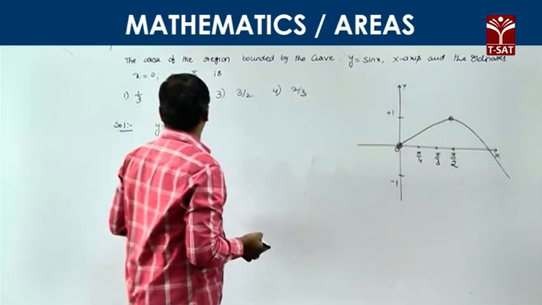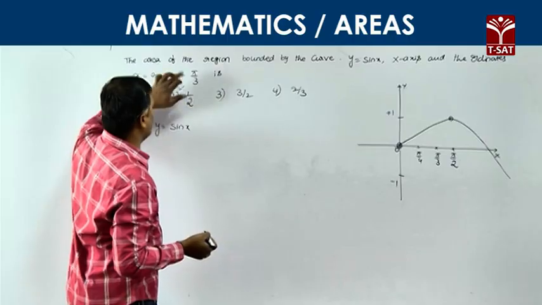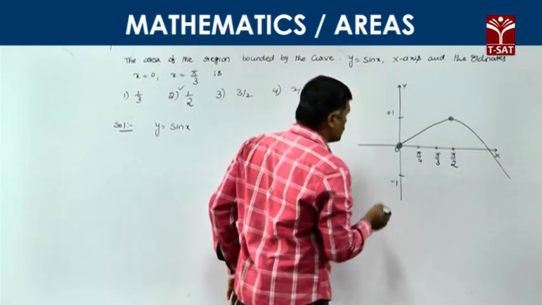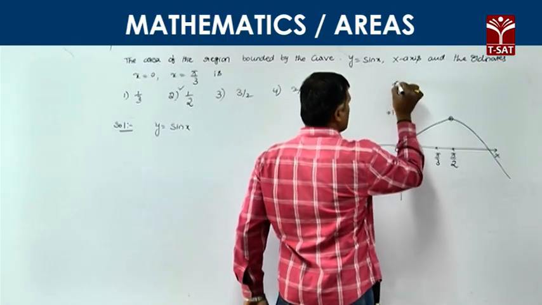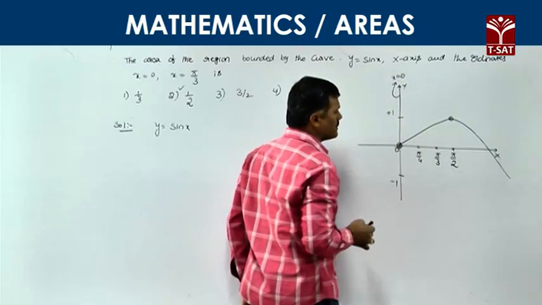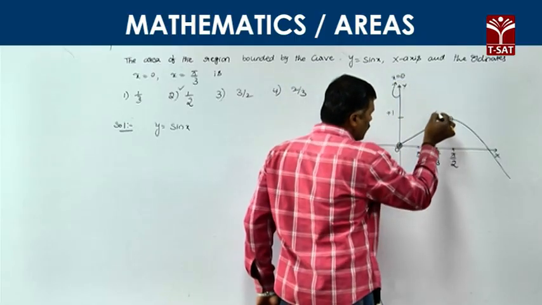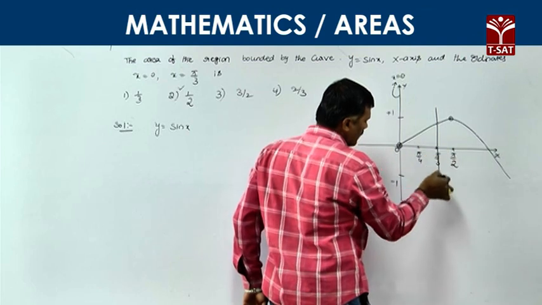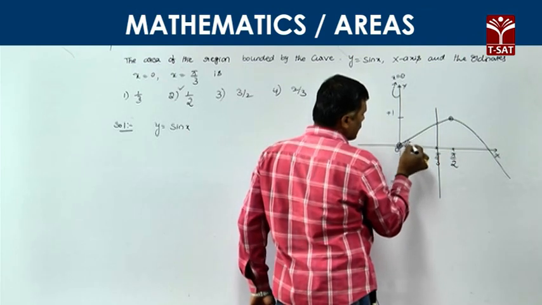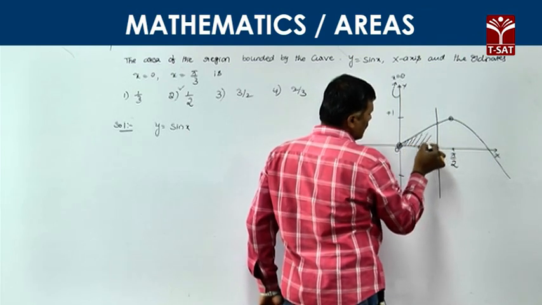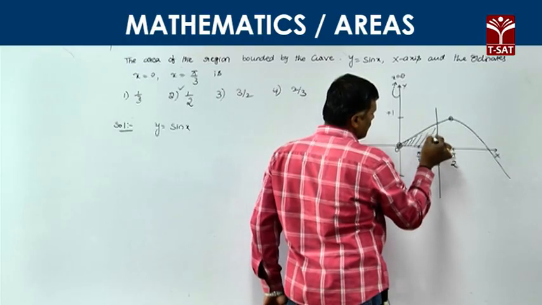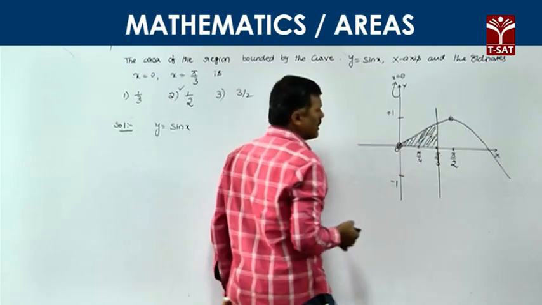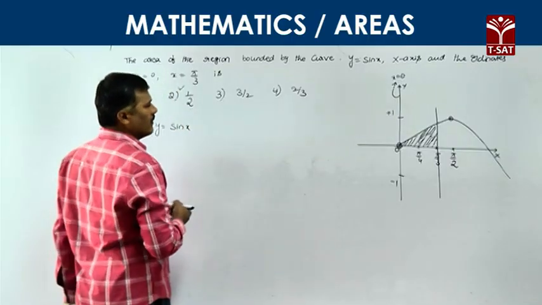But the given ordinates are x is equal to 0 and x is equal to pi by 3. x is equal to 0 means the y-axis, and x is equal to pi by 3. So which is the required region of the area, the required region of the given problem?